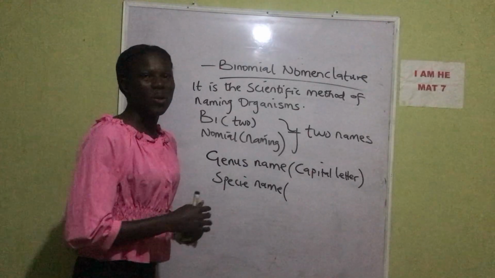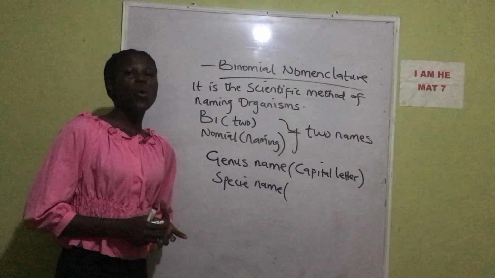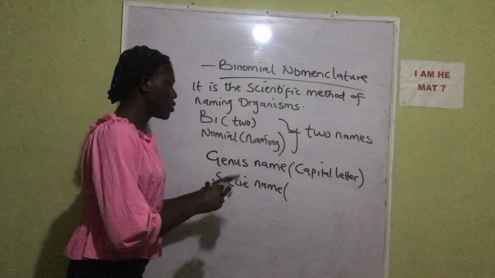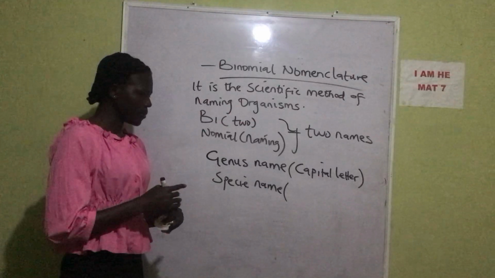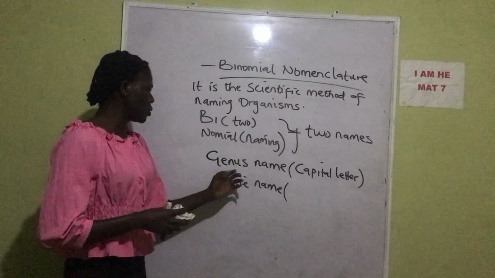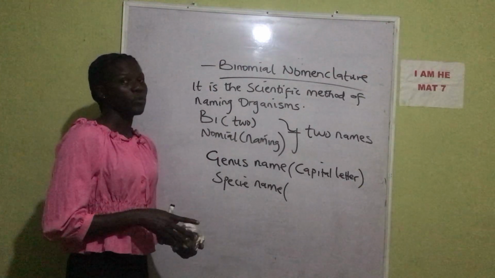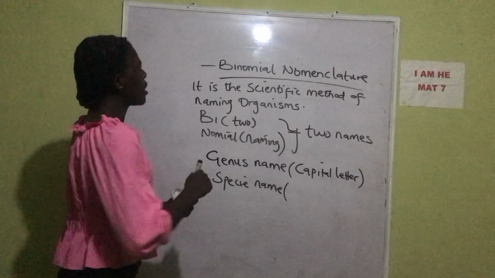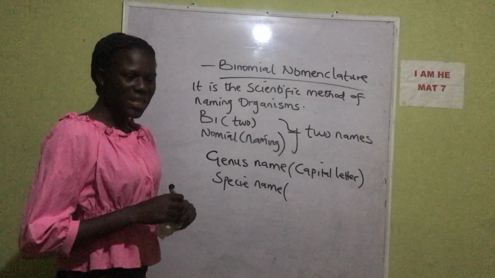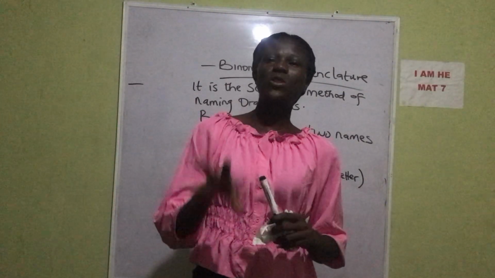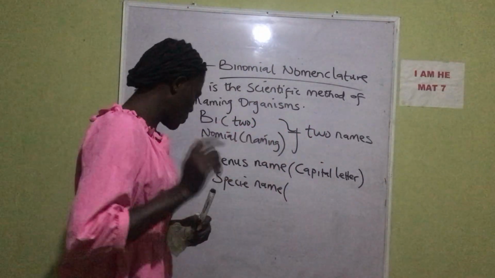And take note, these names can be italicized, or when you're writing them, like as I'm doing now, you would ensure you underline them. You underline the genus name and the species name. Now take note, what's the smallest unit of classification? The smallest unit of classification is the species.